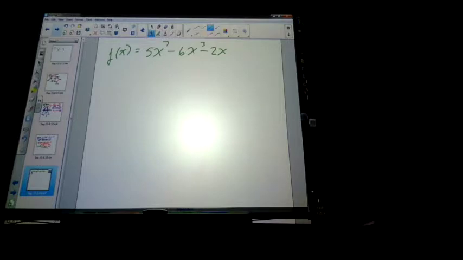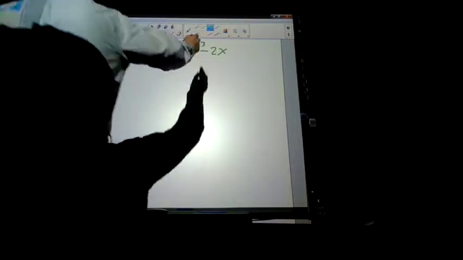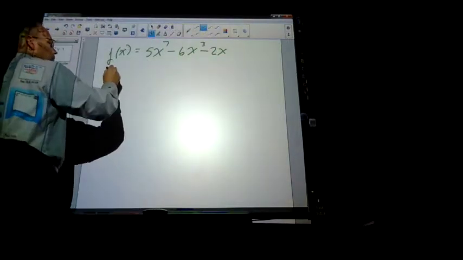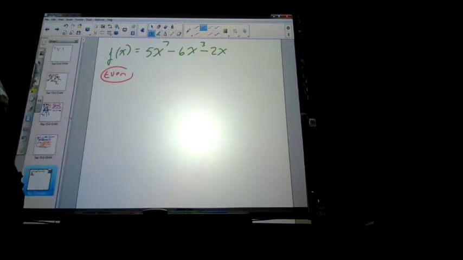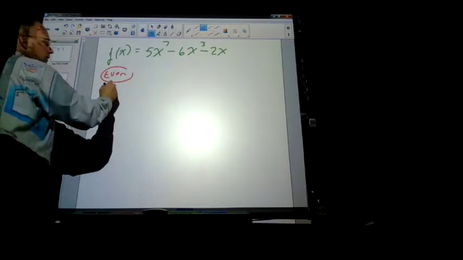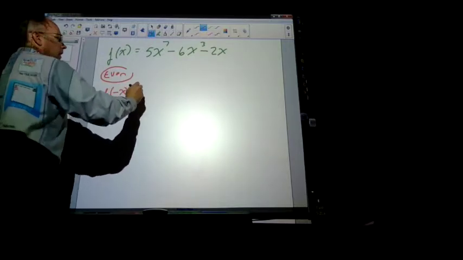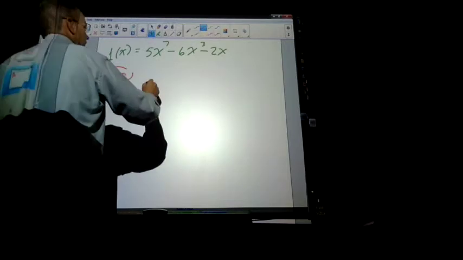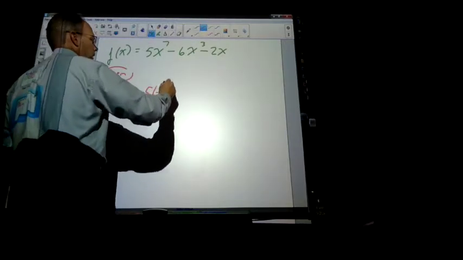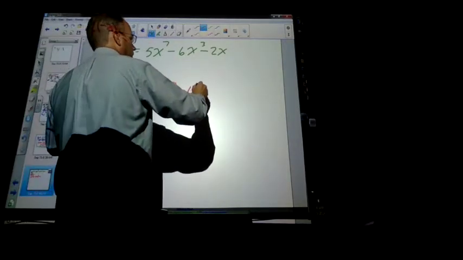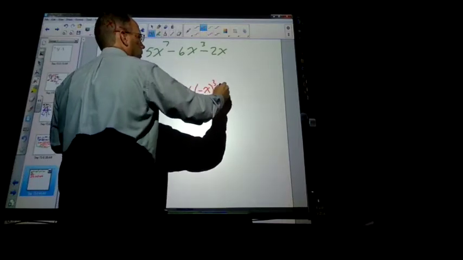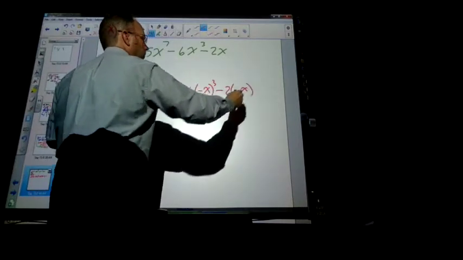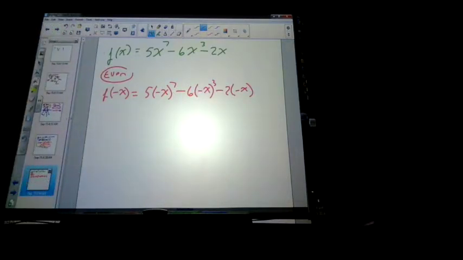So, what's my test for even? What should I plug in? Negative x. So I'm going to take negative x, and I'm going to plug it in. And this next step is where a lot of students are going to have trouble, because you want to shortcut it. Plug it in like this. Plug it in as a grouping. Okay, it's grouped.